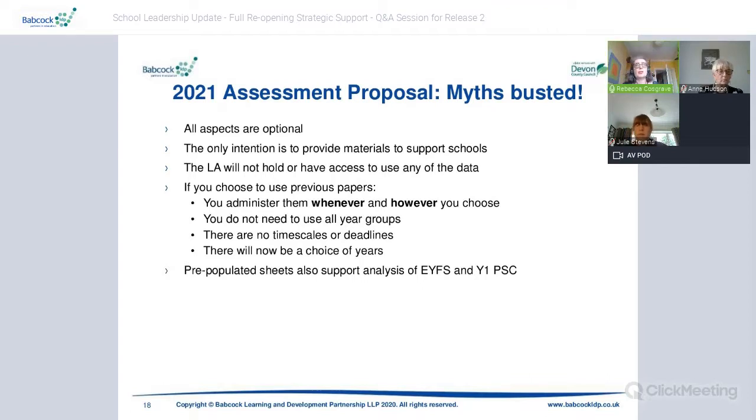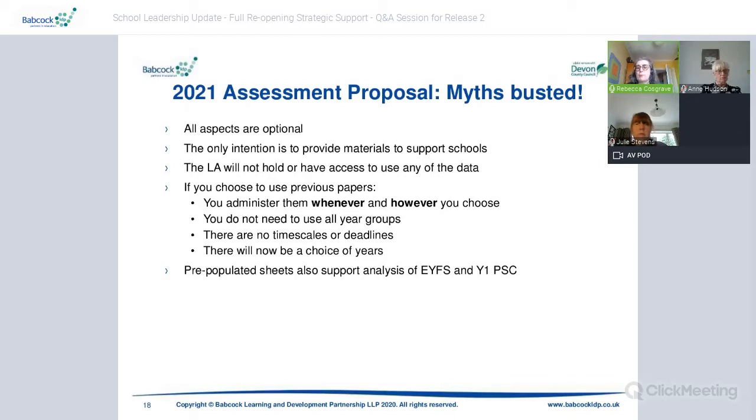The key thing to stress here is that when we're looking at the assessment proposal that came out just before half term, we're really in the summative zone. We're in the zone of the sort of cut that we might be taking at the end of the year, that we want to help you to use as diagnostically as possible. But this is about what we might do at the end.